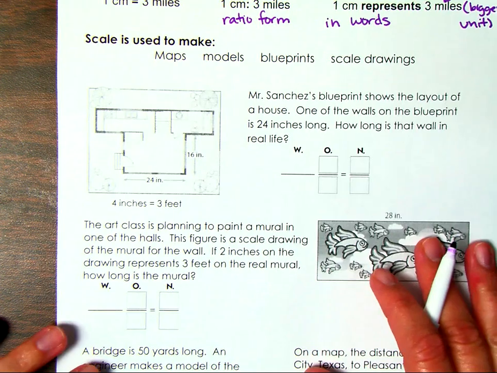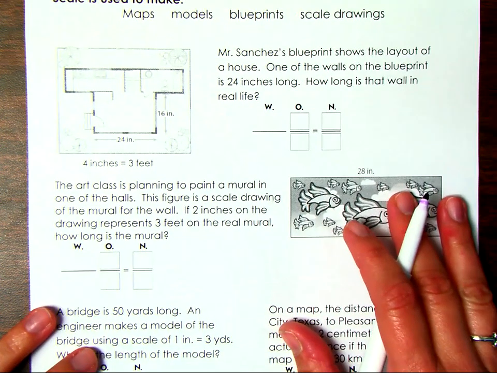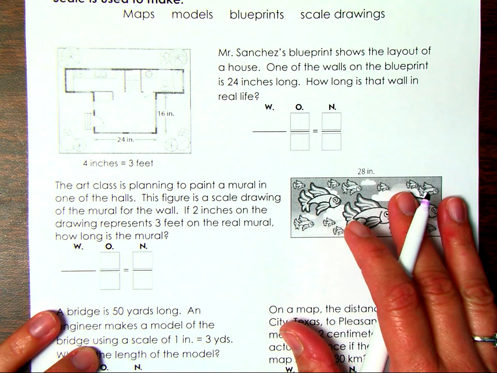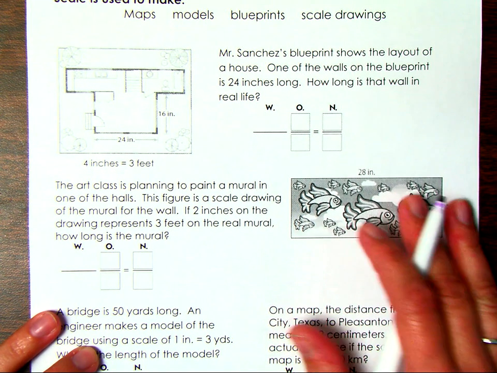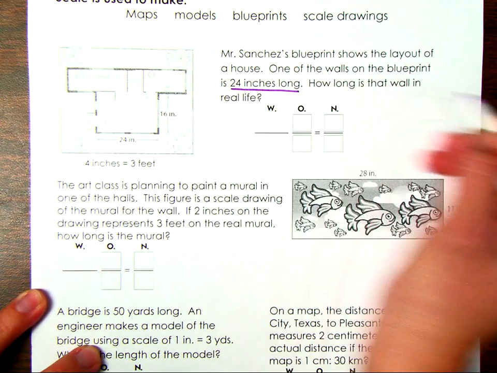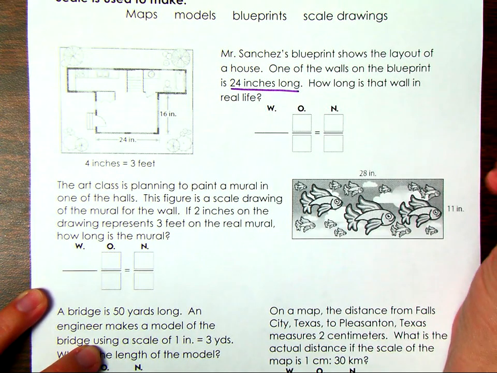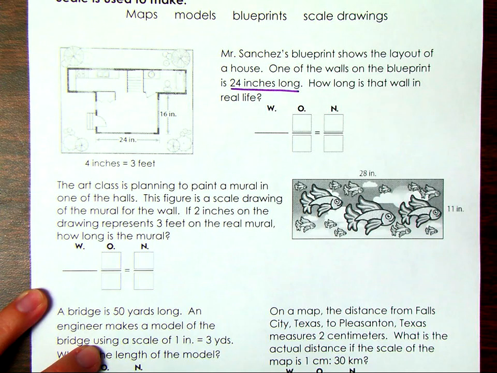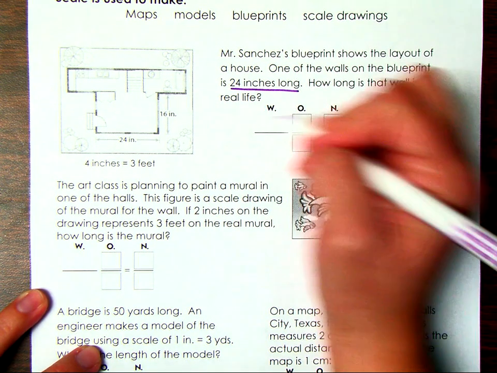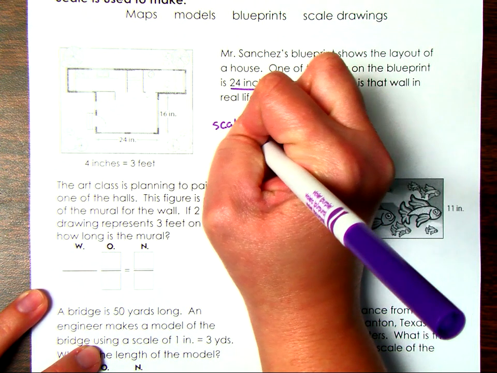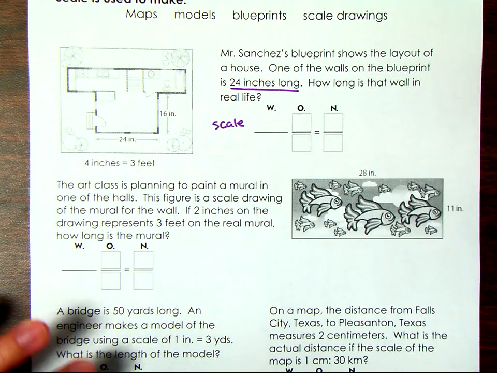So let's look at this first one. It says, Mr. Sanchez's blueprint shows the layout of a house. One of the walls on the blueprint is 24 inches long. How long is that wall in real life? So really and truly, you are thinking about the scale to real life.